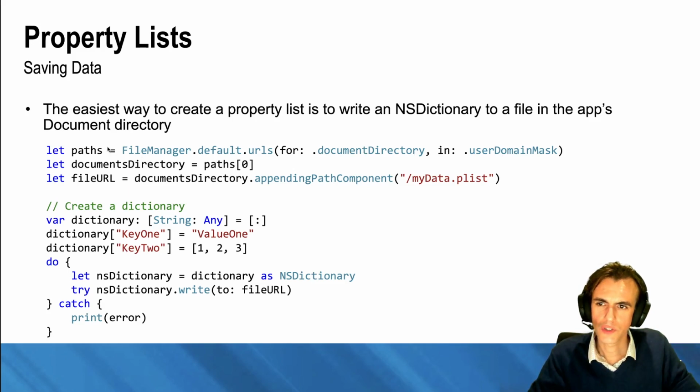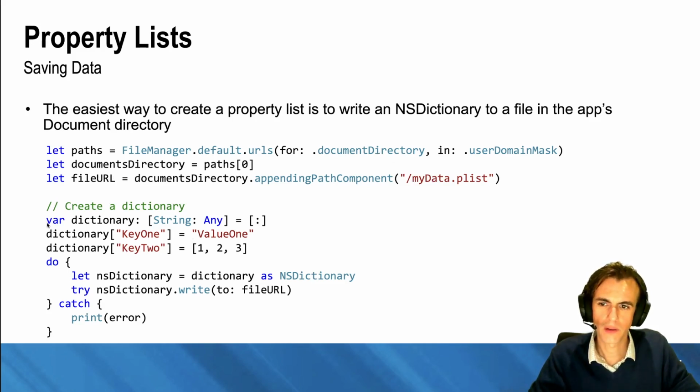And this returns us an array of paths. We can just take the first one, and that'll be the user's document directory, and we can construct a URL, and we do that by taking the document directory and appending a path component. And as we do that, we say slash whatever the file name is. So then we have a local URL that represents a file inside the user's document directory.